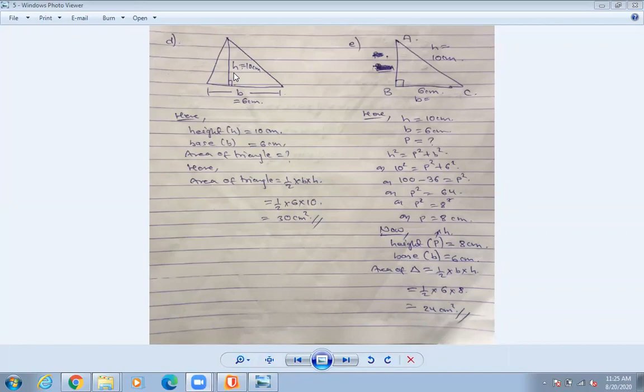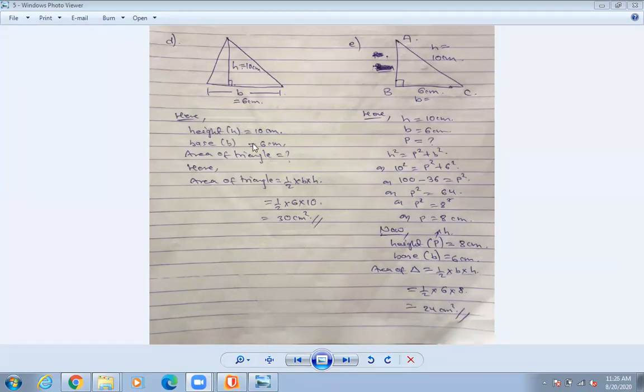If there is a 90 degree angle, that is the height. Perpendicular means the height. Here also you can see the height, 90 degrees. If there is height, just set in your mind, it is half into base into height. Just remember, this is not the hypotenuse. So the height is 10 centimeter.